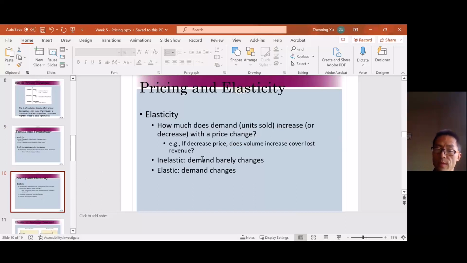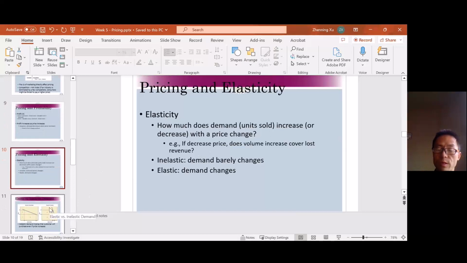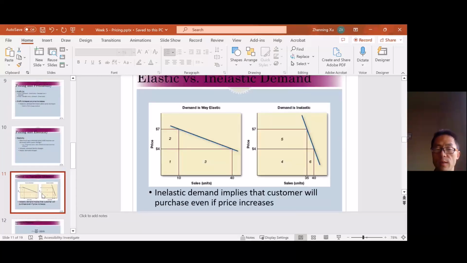So I think now we talk about product elasticity. Think about some products where demand will barely change even if you change the price, but for some products demand actually changes a lot if you change the price. Okay, I think it's better to use a graph to see what's going on.